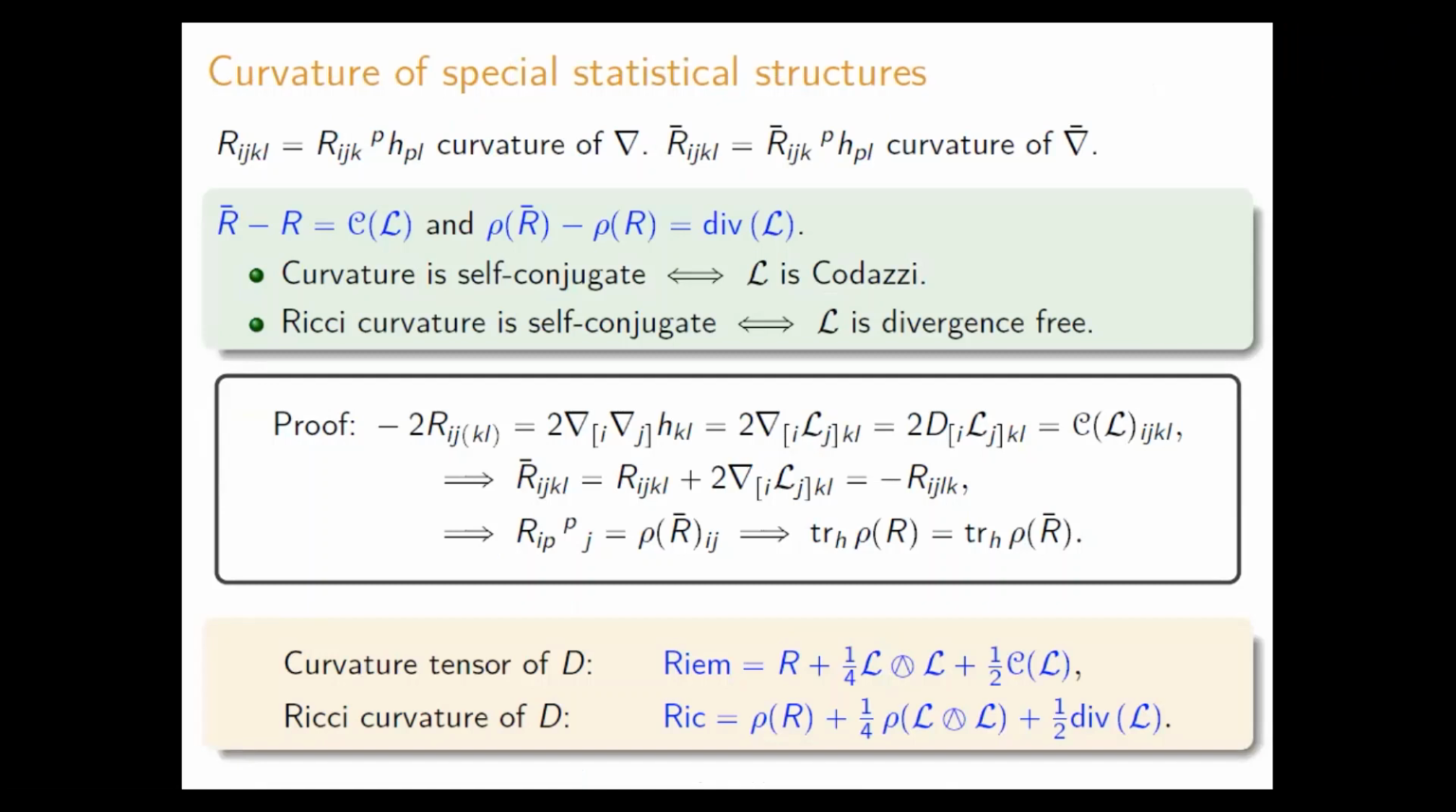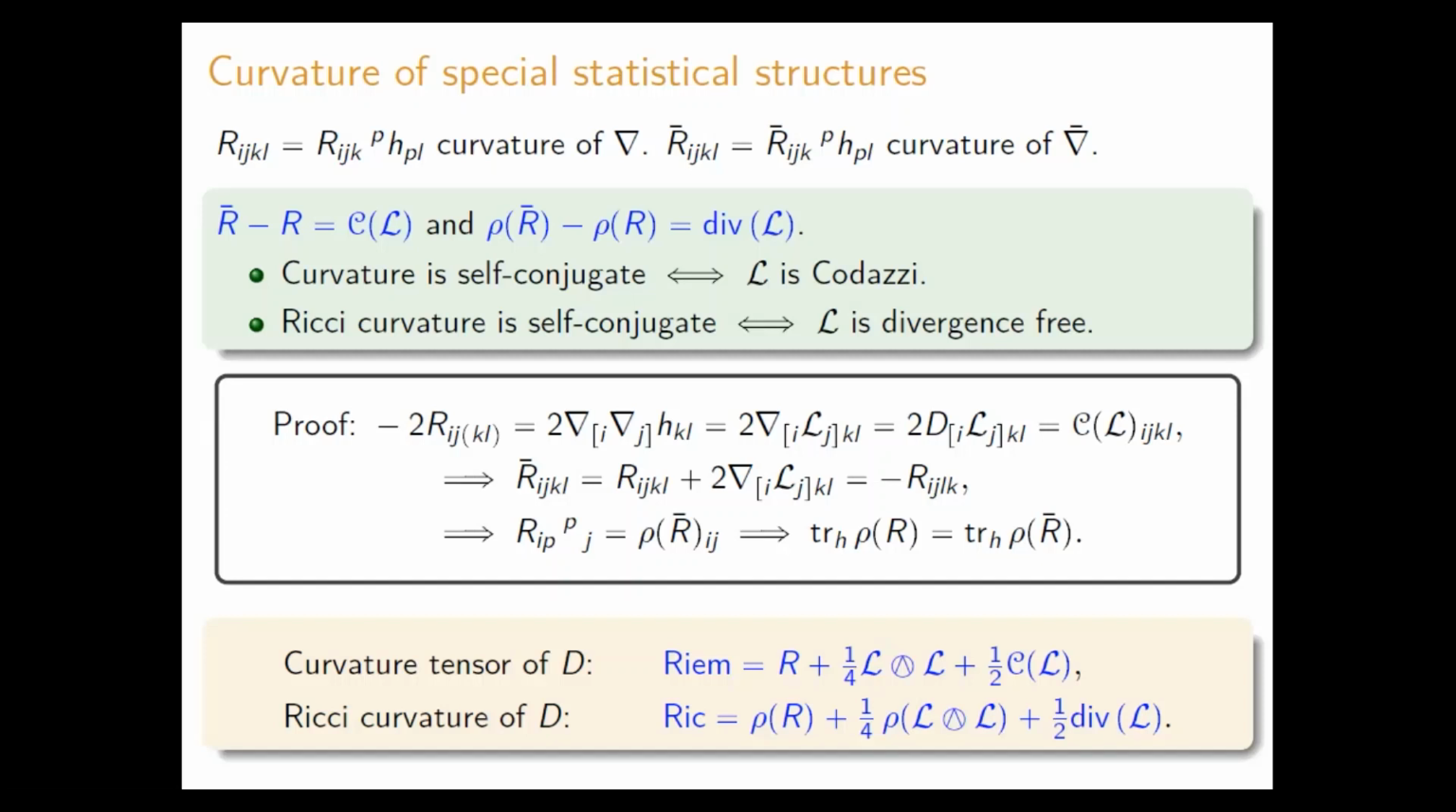And so let me just say something really quick about the curvature. So you have the curvature of each of the two connections. I put a bar over it. And the summary is right here. So I'll say that it has self-conjugate curvature if the curvature tensor of nabla is equal to the curvature tensor of the conjugate connection. And the summary of this calculation below is just that the difference of these two curvature tensors is given by the Codazzi operator applied to the cubic form, the covariant derivative of the metric.